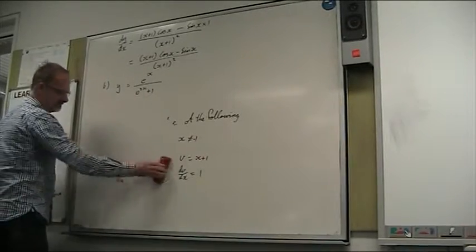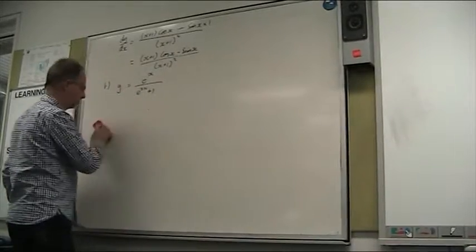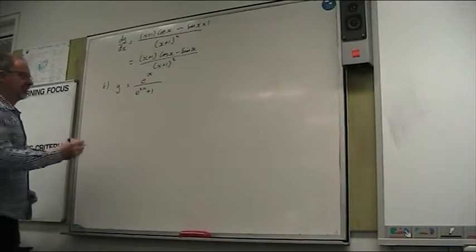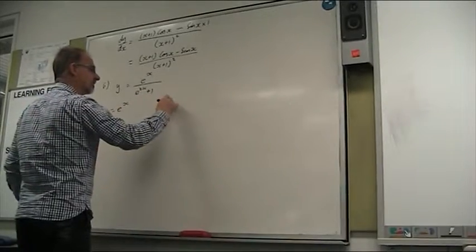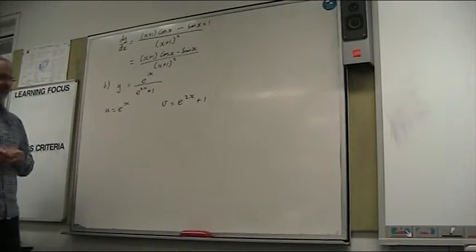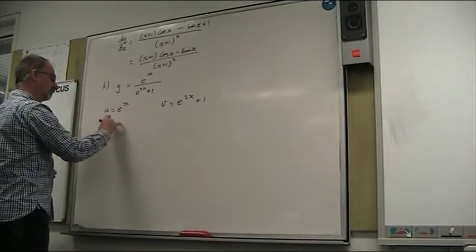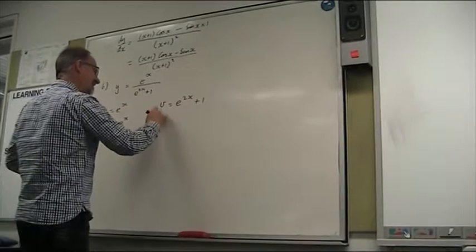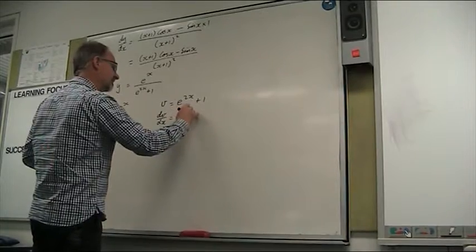All right, so the next one. Our functions can be anything, and we just use the same patterns that we know about differentiation. So remember, u is the one on the top, so e to the x. The v is the one on the bottom, so e to the 2x plus 1. We need to differentiate each of those. So it'll be e to the x and 2e to the 2x.